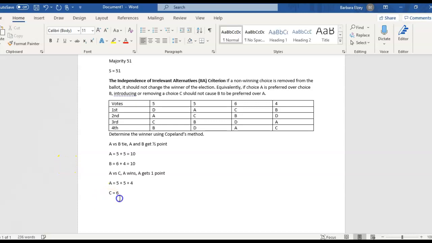All right, now let's do A versus D. All right, so in this first column, D is preferred, so D is going to get the first 5. A is preferred in the second column, so A will get the second 5. In this column, D is preferred, so D will get 6. And in this last column, D is still preferred, so D will get 4. All right, so clearly D wins this one. So D wins, D gets 1 point.